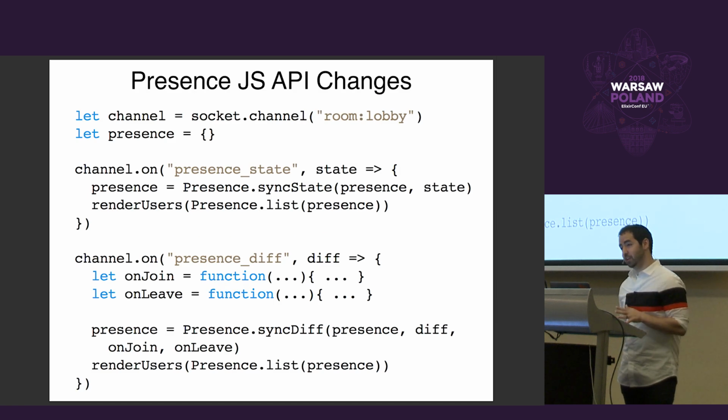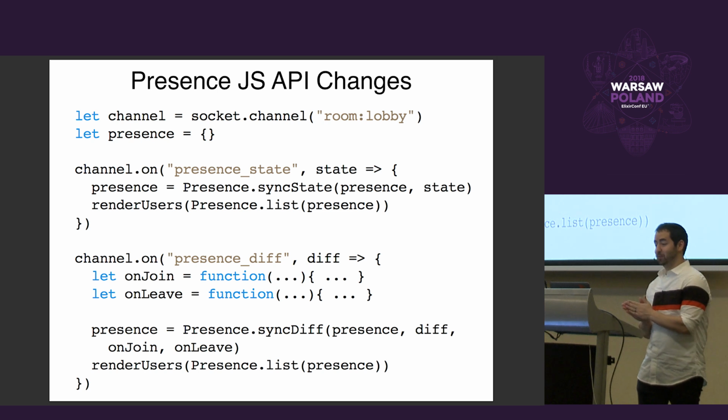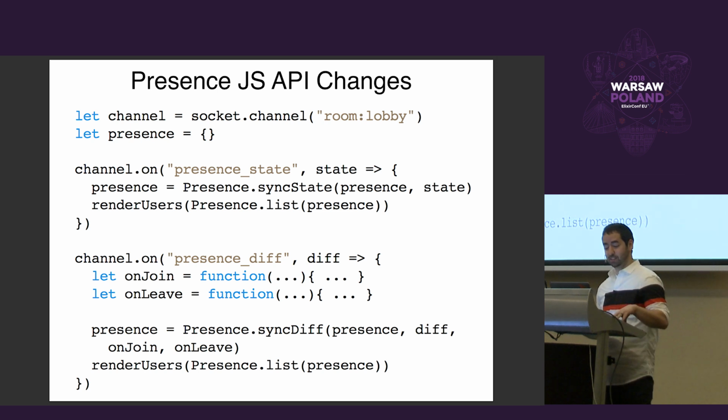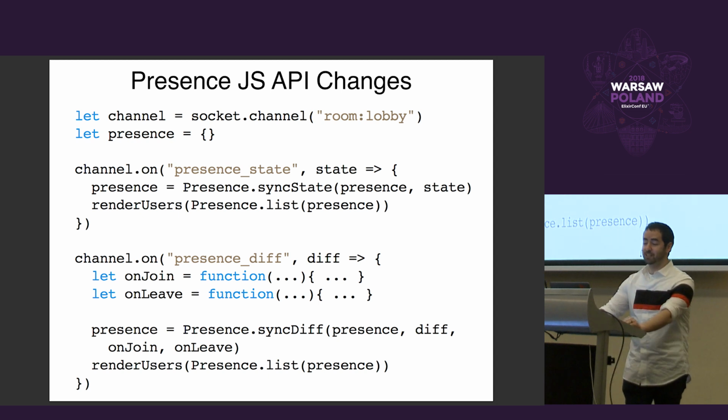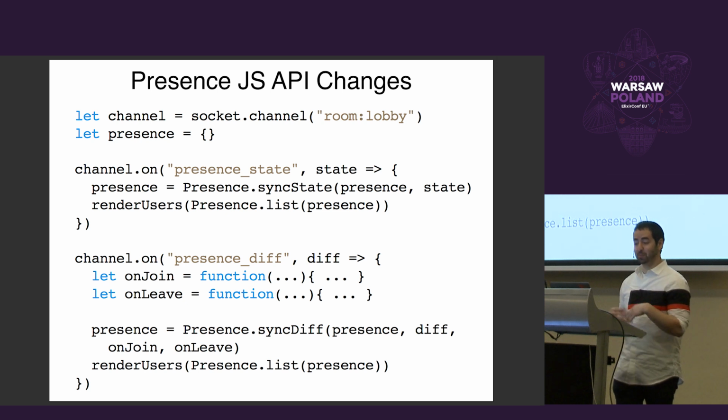And as far as JavaScript changes, there's some good news and bad news. I'll do the bad news first. Bad news: if you're using Presence with Phoenix.js, your app has a race condition. The good news is it can be fixed with a much nicer API, but the bad news is that there is a bug in your current code.